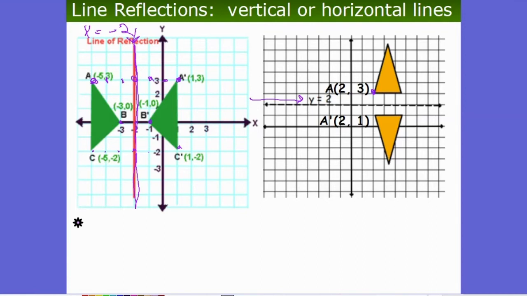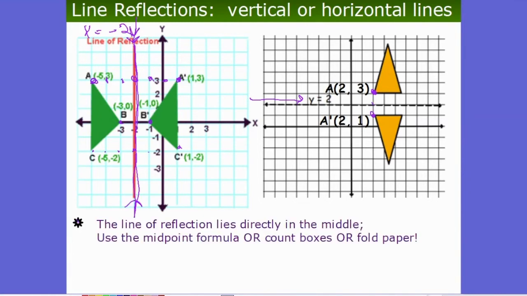So if here's the point that we want in your pre-image, it is 1 away from my line of reflection, so just keep going 1 in the opposite direction. You can use midpoint formulas. It's much more complicated. I would say just count the boxes. If it's on a piece of paper, you might even be able to fold it to see it.